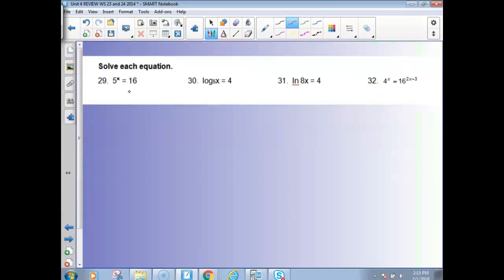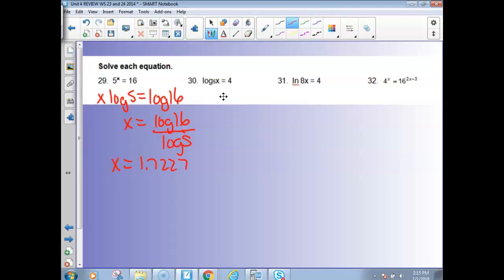Solve each equation, take the log of both sides, bring the exponent out front. Divide, x is just going to be the log of 16 divided by the log of 5. That is not simplifiable. You must just type it just like that on your calculator, and you would get the decimal. I gotta find where I am. I'm on 29, so that would have been 1.7227.